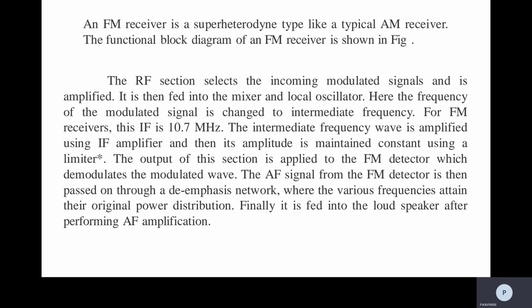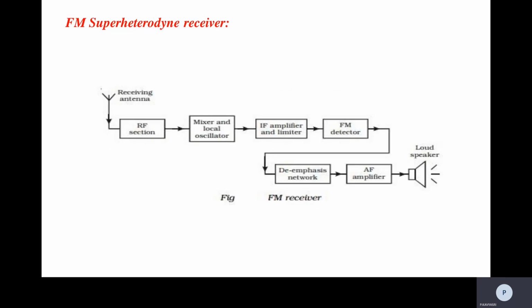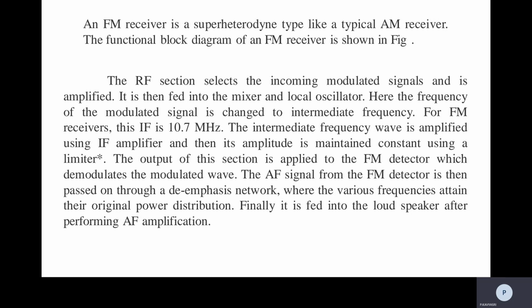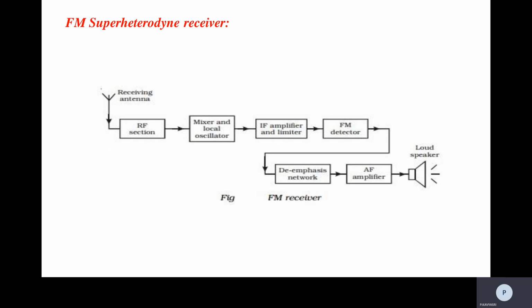Now we will see the function of an FM receiver. An FM receiver is a superheterodyne type like a typical AM receiver. The functional block diagram of an FM receiver is shown in the figure. The RF section selects the incoming modulated signals and they are amplified. As I said previously, this RF section will select the desired signal from the receiving antenna and amplify it, as we have seen in the AM superheterodyne receiver.